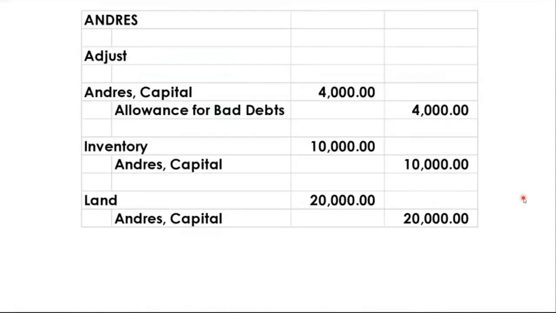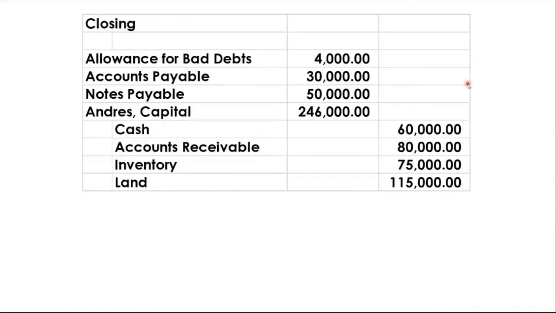First, we are going to adjust the books of Andres. So what we are going to do is to establish the 5% allowance for bad debts, which will be debited to Andres capital. Next, we are going to increase the inventory by 10,000, which will be credited to Andres capital. Finally, we have an increase in the land of 20,000, giving a credit to Andres capital. After the adjusting entries, we are going to prepare the closing entries already.